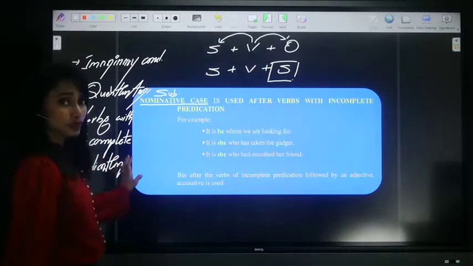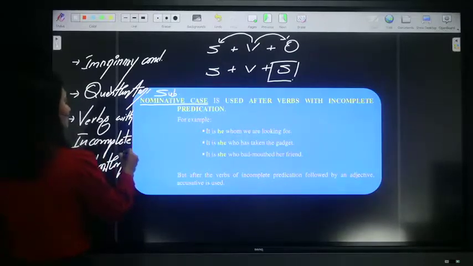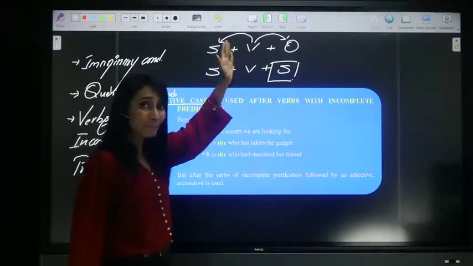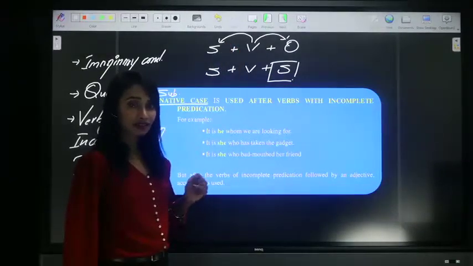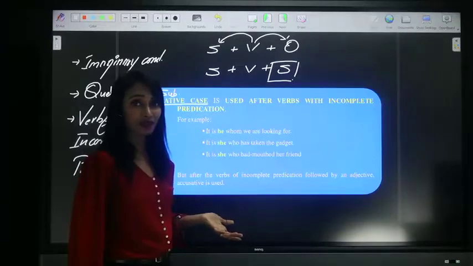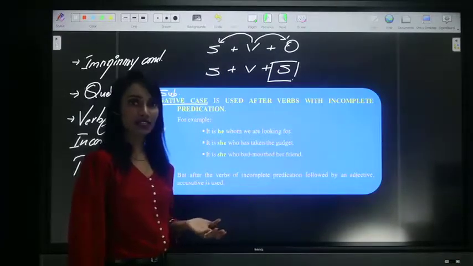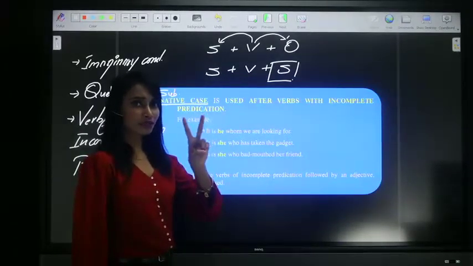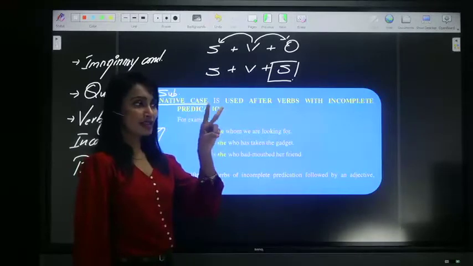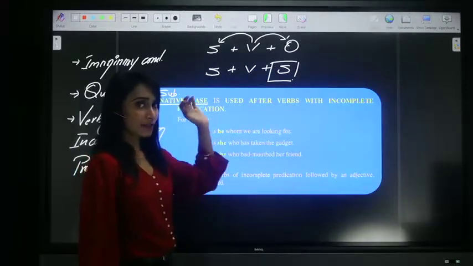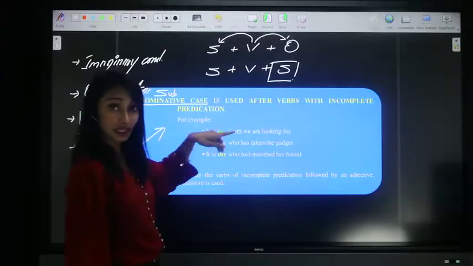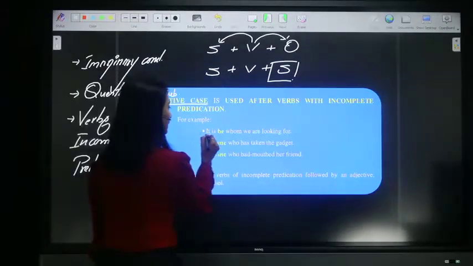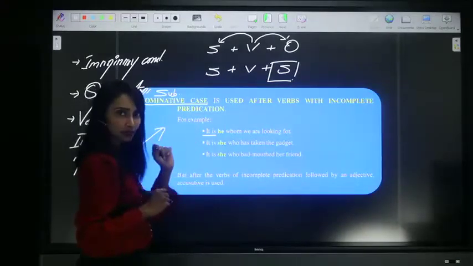So I'm now going to discuss this third case, that is verbs with incomplete predication. See, when the verb is not giving complete sense, that means incomplete predication. We know the classification of sentence based on primary analysis. We can classify the sentence into two parts. In demo class, we have already discussed in basic English. One, subject. Two, predicate. If the predicate is incomplete, in such cases, we can take subjective case instead of objective case.